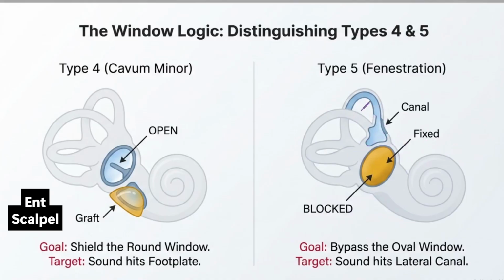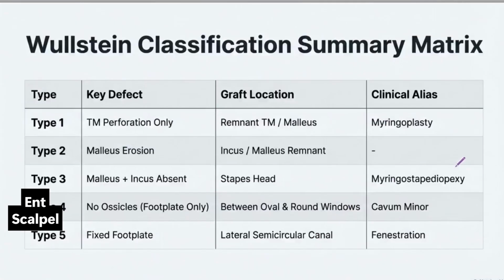So let's just recap this ladder because seeing it all together is something else. Type 1, the patch. Just fix the drum. Simple repair. Type 2, the bypass. Skip the hammer, go straight to the anvil. Bridge the gap. Type 3, the bird ear. Skip the bones altogether, connect the drum to the stirrup. The columella effect. Type 4, the baffle. The stirrup is broken, phase cancellation is the enemy, so you build a cavum minor to shield the round window. Restoring that phase differential. And type 5, the renovation. The door is stuck, so you drill a new window in the balance canal. The fenestration.